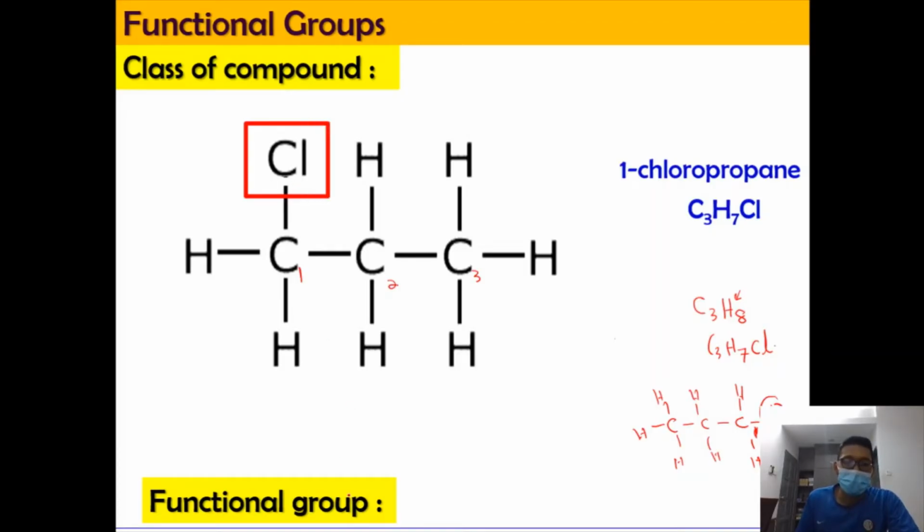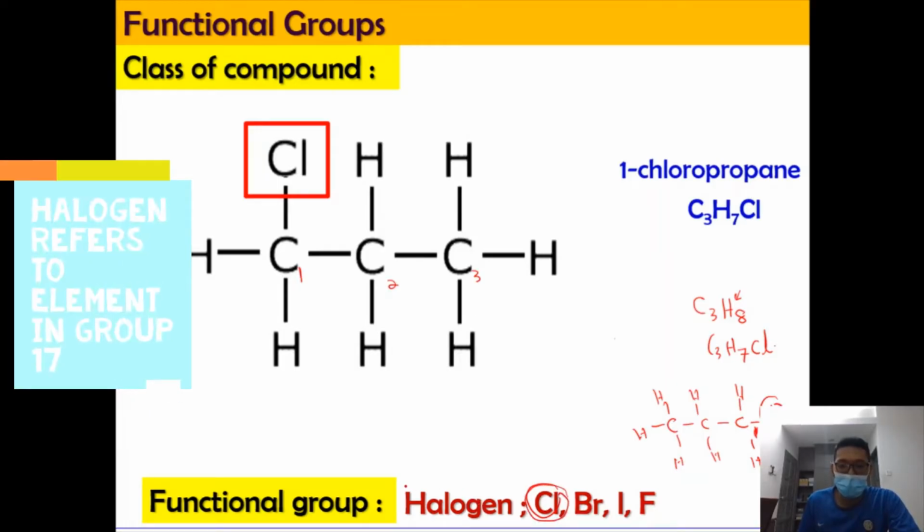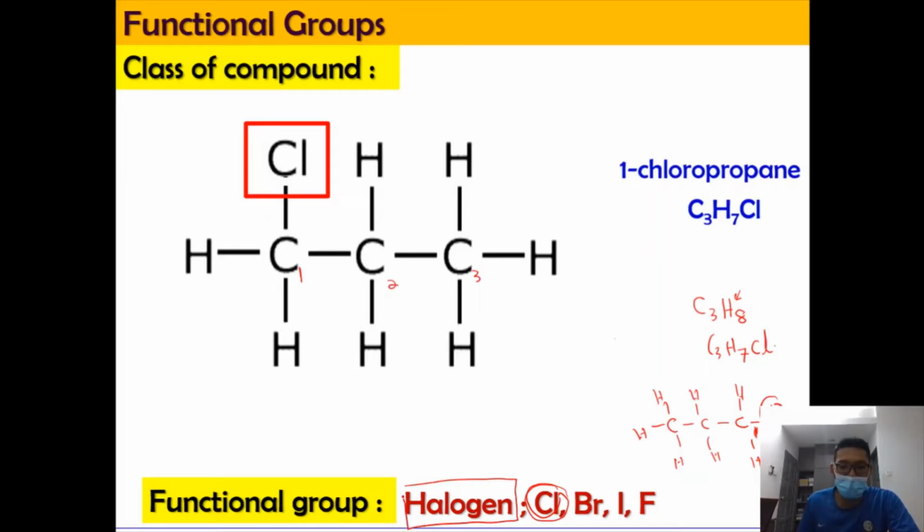So you can say that the functional group here is halogen, which consists of chlorine, bromine, iodine, or fluorine. In this case, the halogen here is chlorine. Alright, but it is sufficient for you to just write it as halogen. And the class of the compound is basically haloalkane. Alright, if propane is an alkane, however, when there is a halogen, it's going to be a haloalkane.